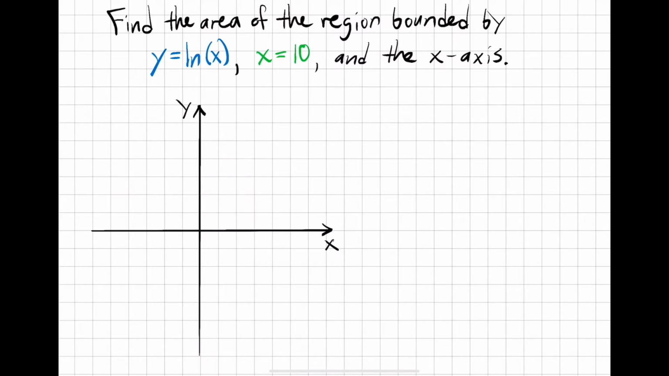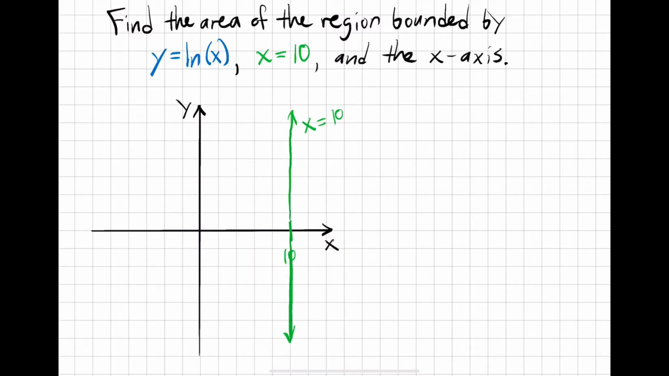Let's put x equals 10 right here. That's a vertical line, looking just like this, x equals 10. Then, of course, we have the x-axis. That's already on our graph. All we need now is to draw the graph of y equals the natural log of x.